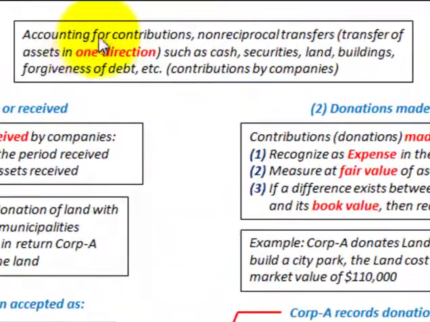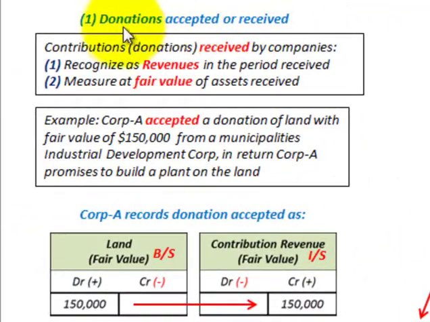What we're going to be looking at here is accounting for contributions or donations, and that would be non-reciprocal transfers of assets in one direction, such as cash, securities, land, buildings, forgiveness of debt, and so on. And this would be contributions for companies or between companies. So let's first look at the case where donations are accepted or received.